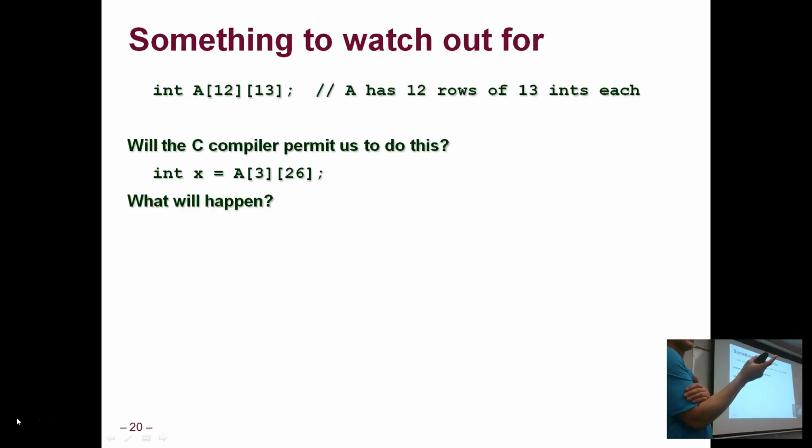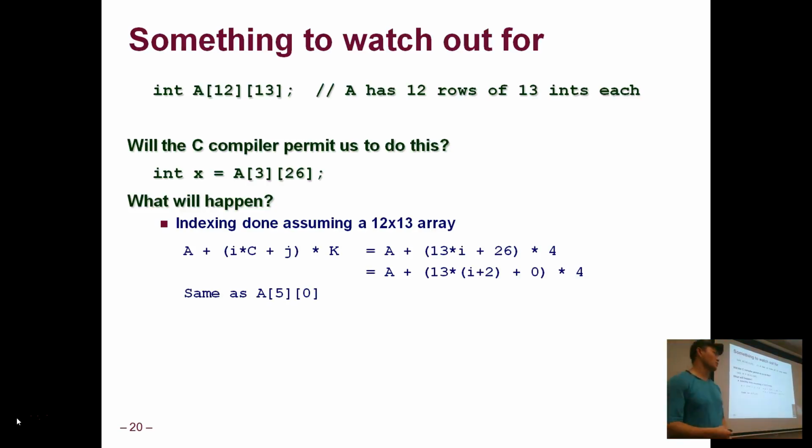It's going to keep on looking in the same contiguous memory space. It's going to go to the third row. What is the 26th element in the third row? Well, it's going to keep on going into the fourth row, and then at the end of the fourth row, because this is divisible by 13, it's basically 2 rows here. It's going to do the indexing assuming the 12 by 13 array.